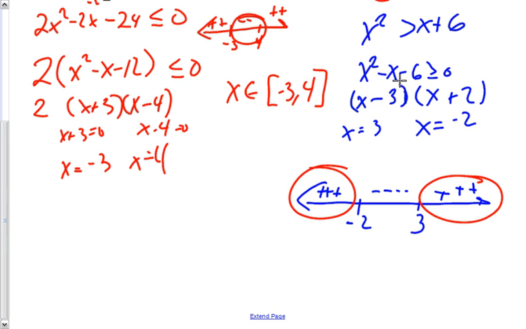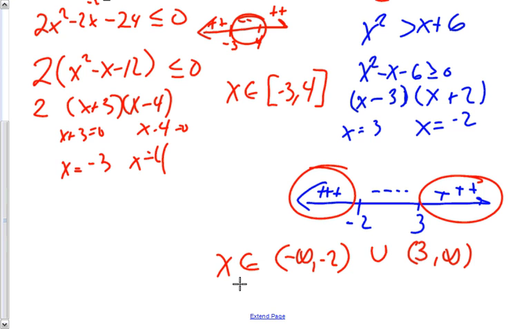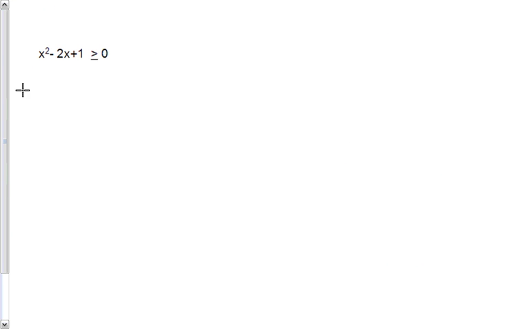All right. If it can't equal to, can't be the roots, so it's going to be parentheses. So this region is from negative infinity to negative 2, all parentheses. This region is from 3 to infinity, all parentheses. Put them together, and that's our solution. x has got to be in there.